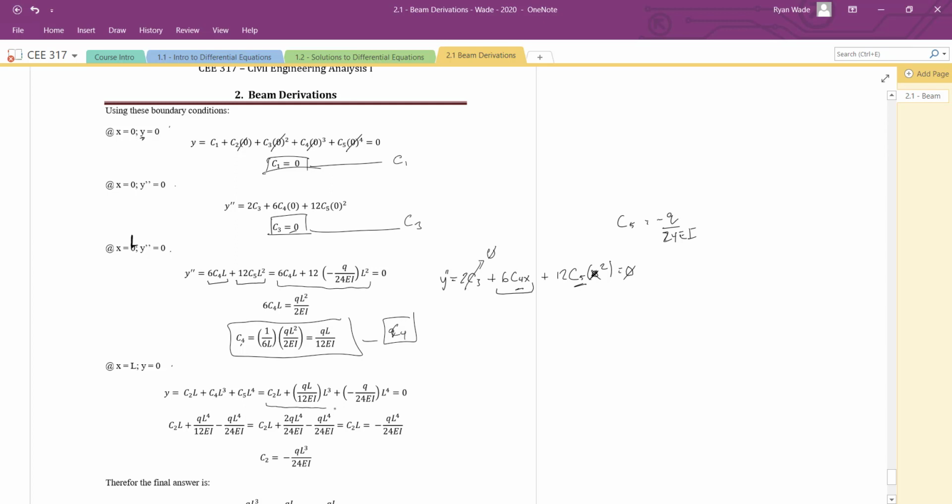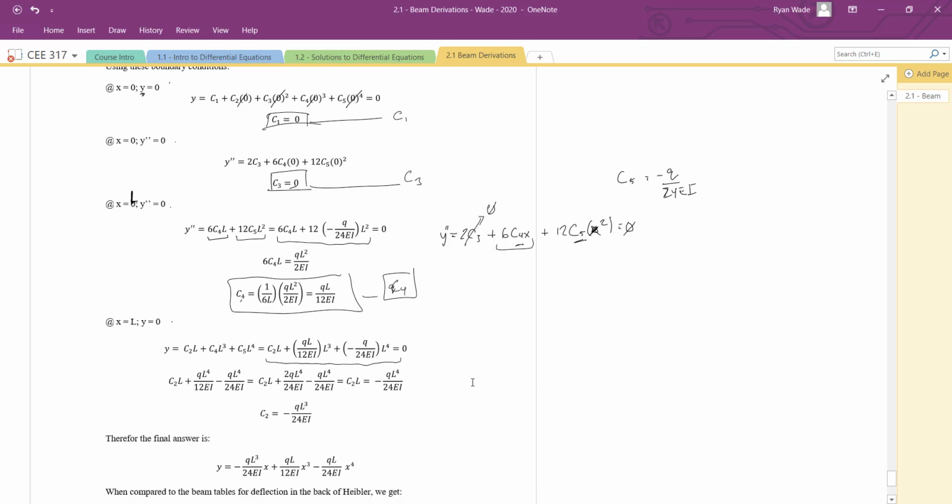So C2 times L plus C4, which we just solved, so I plug that in, times L cubed, minus q over 24 EI times L to the fourth equals 0. It factored out, expanded, common denominator, and so on. I get that C2 is equal to negative qL cubed over 24 EI.